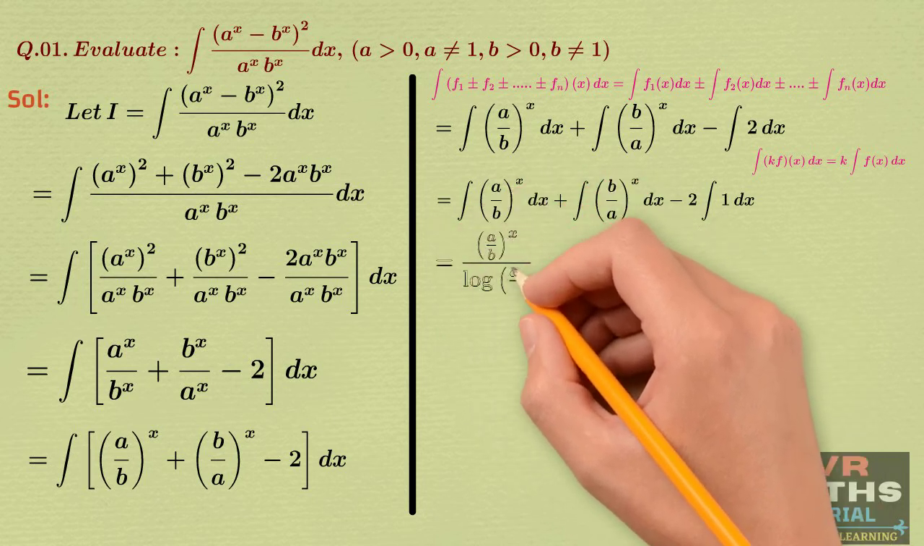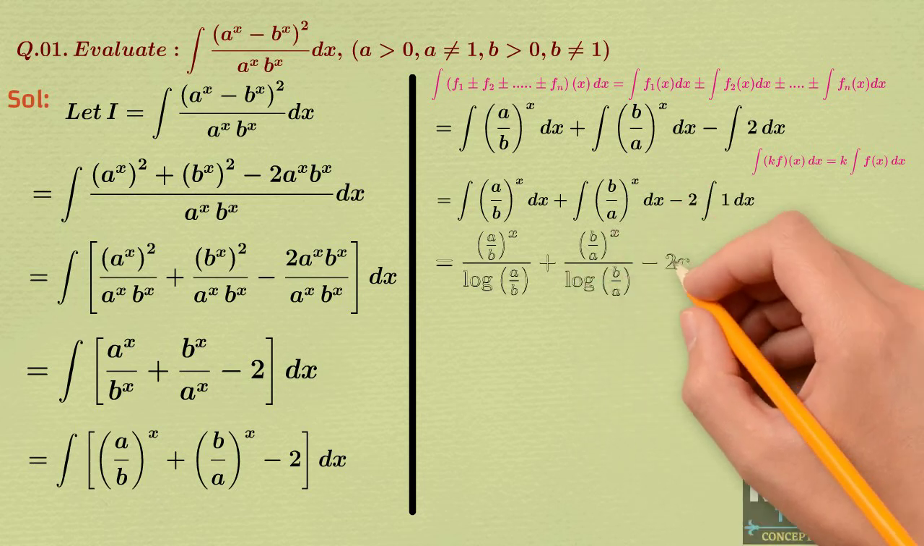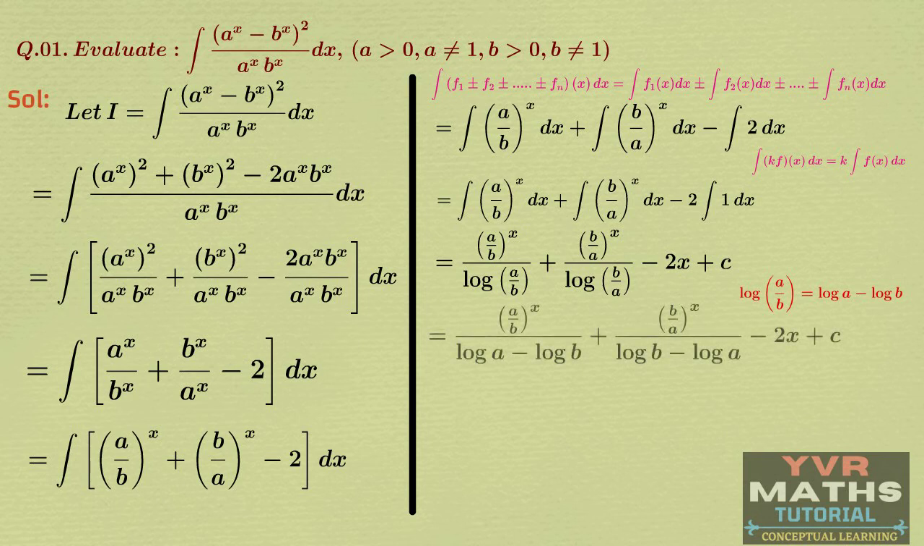Similarly for the second function, plus (b/a)^x by log of b/a, minus the third function. 2 is constant, the integration of one is x, that's why minus 2x plus c. If you see the denominator part of the first two functions, log of a/b is log a minus log b, by using basic formulas from the logarithms concept. From the second term, the denominator log of b/a can be written as log b minus log a, and the third term is minus 2x as it is, plus c.